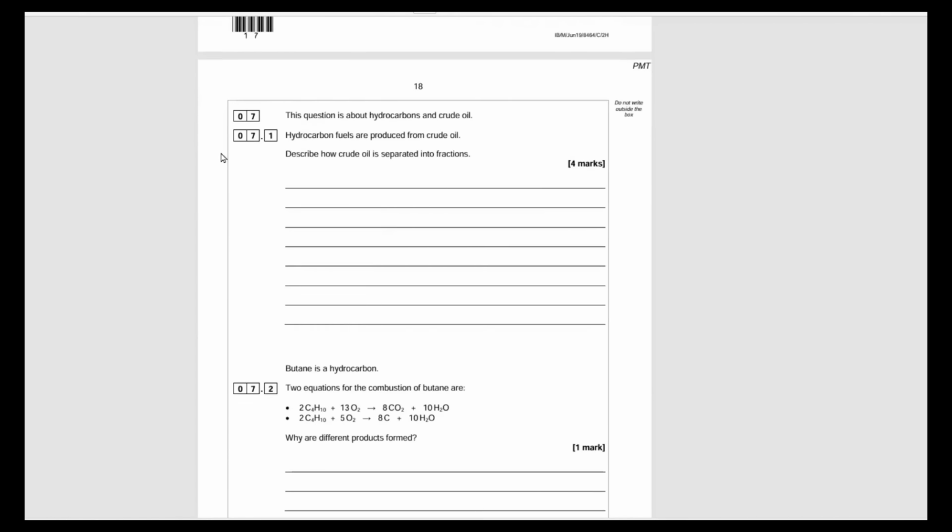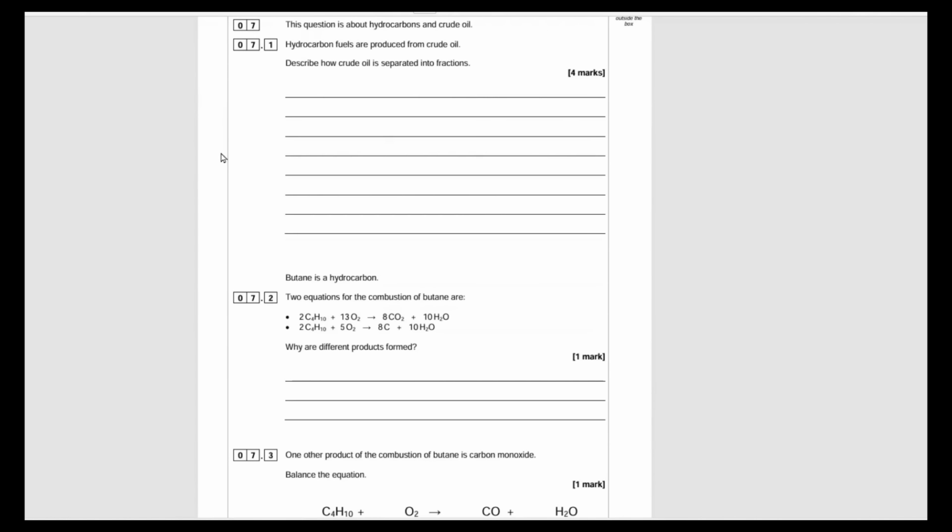Okay. We're on to the final question, I do believe. So, question 7, this question's about hydrocarbons and crude oil. Hydrocarbon fuels are produced from crude oil. Describe how crude oil is separated into fractions. This has come up so many times.